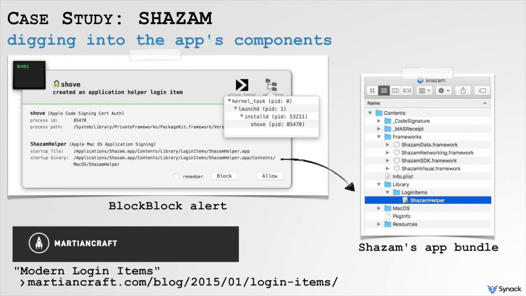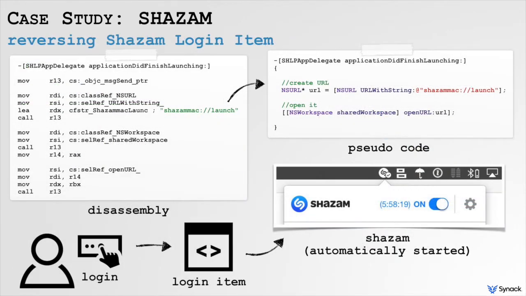So if we look at how they're doing this, we can look at their application bundle. And in the application bundle, we can see that in the library/login items directory, there's a file called Shazam Helper. And if you read some online documentation, this is how you legitimately create a piece of code that will be automatically executed by the operating system whenever you log in. If you're interested in the details, there's a link on the blog describing that. So this basically means when you log in, Shazam is going to execute this application or this binary called Shazam Helper. So we can reverse engineer it and see what it does.